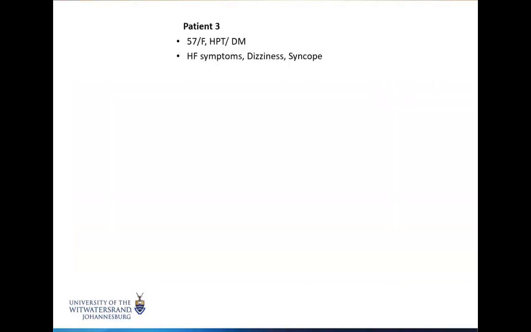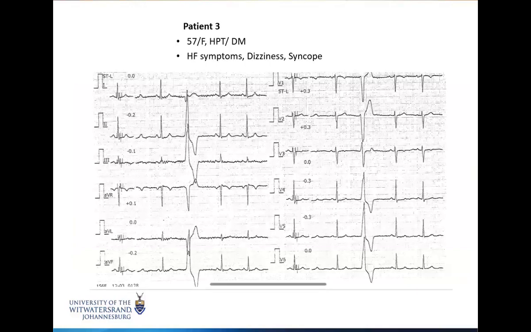Then the third patient, middle-aged with a background of diabetes and hypertension, also came with heart failure symptoms, and on presentation was dizzy and had a syncopal episode. So unlike the first two cases, this one was not running a tachycardia. You can see that for every QRS, there is a P wave. There's a P wave there. There's another P wave there.